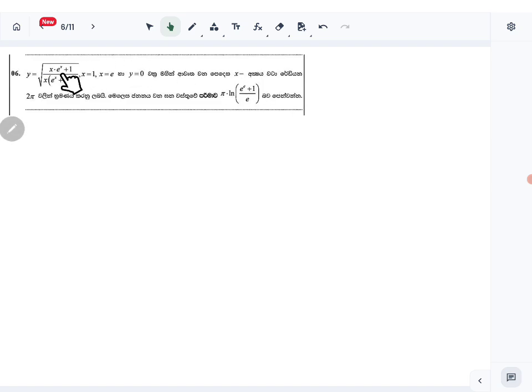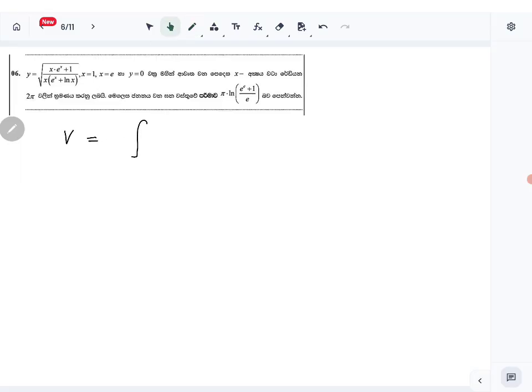So this area that is enclosed by this curve and these lines is rotated about the x-axis, and we'll get a solid. Now we want to find the volume of that solid, and we need to show it is equal to that. So we'll use the volume formula. So what is the volume formula?